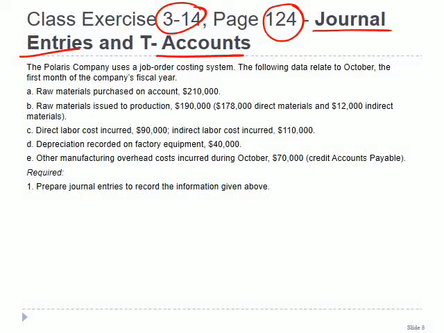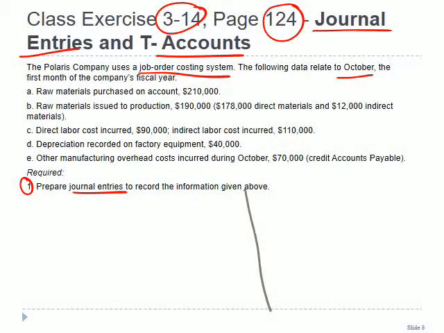Okay, let's start. Let me read the question. The Polaris company uses a job order costing system. The following data relate to October, the first one of the company's fiscal year. So these are the entries. And you are required to prepare journal entries to record the information above. So here I'm just gonna divide it here.